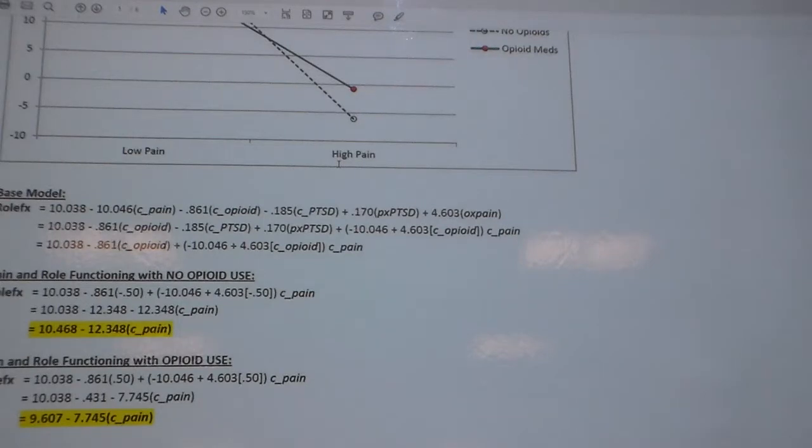Now once I factored pain out, I have my moderating function here. If I go through and I drop in zeros because I'm holding PTSD constant at the mean, that goes away, and that goes away, and I'm left with 10.038 minus my effect, my slope for opiate use, plus my moderating function, negative 10.046 plus 0.4603 times opiate use, all that times pain. Right? So we can see that my effective pain on outcome is going to be dependent on what I plug in there for opiate use.